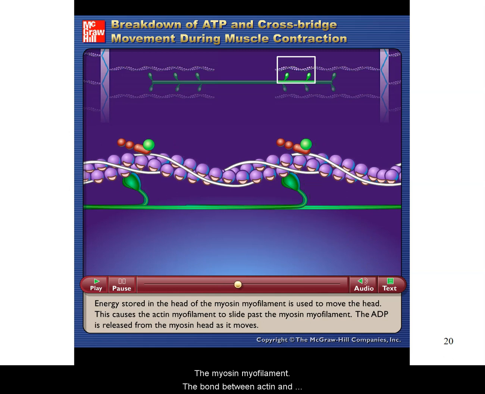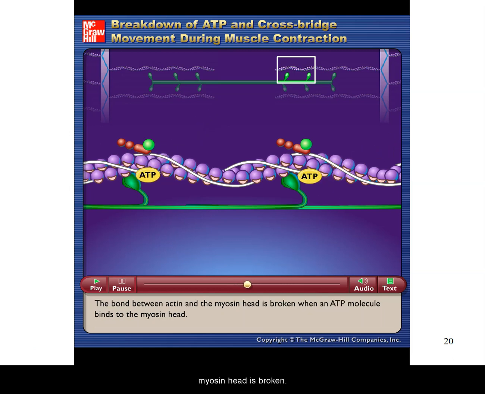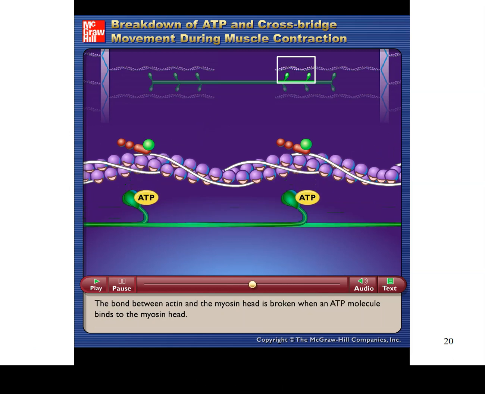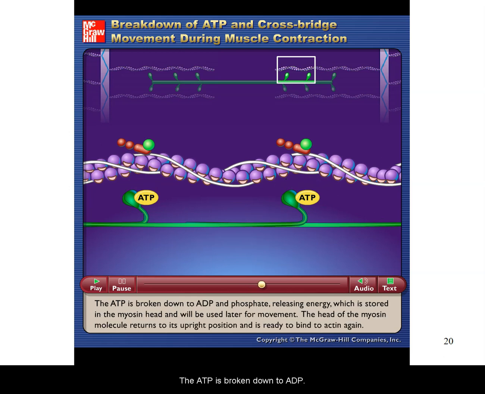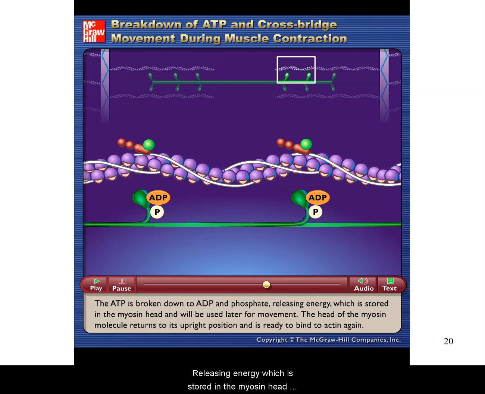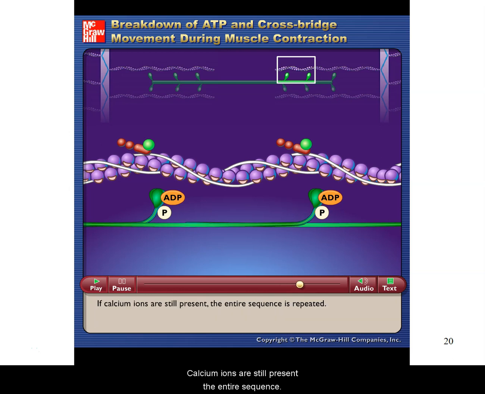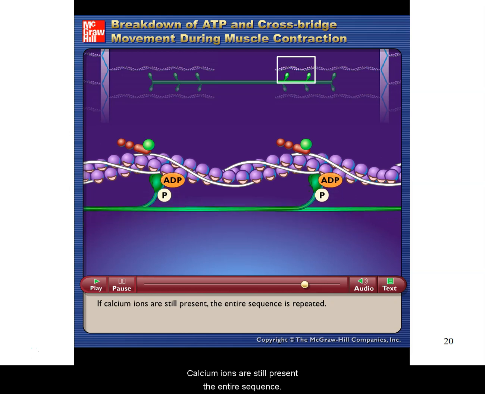The ADP is released from the myosin head as it moves. The bond between actin and the myosin head is broken when an ATP molecule binds to the myosin head. The ATP is broken down to ADP and phosphate, releasing energy, which is stored in the myosin head and will be used later for movement. The head of the myosin molecule returns to its upright position and is ready to bind to actin again. If calcium ions are still present, the entire sequence is repeated.